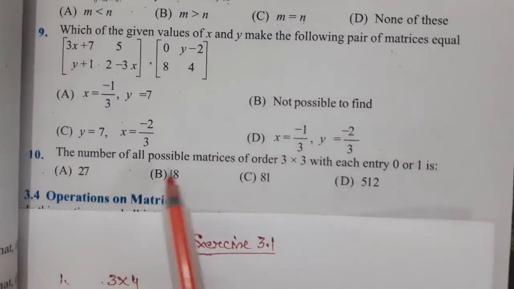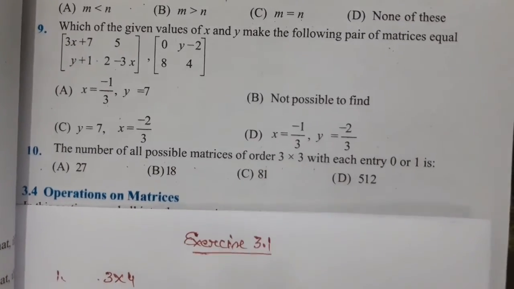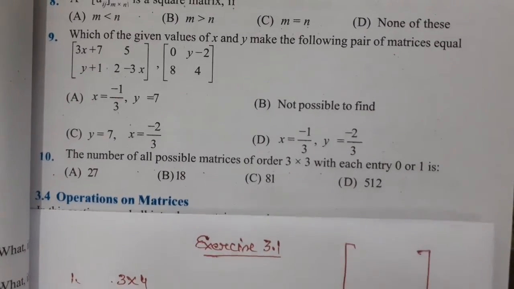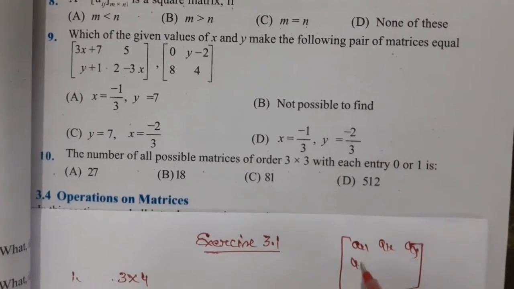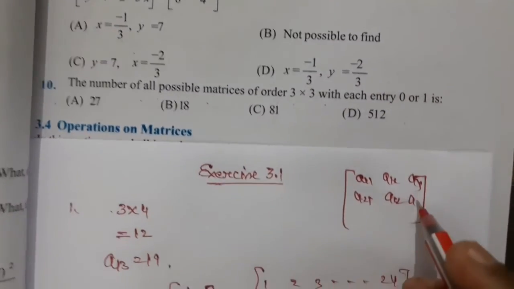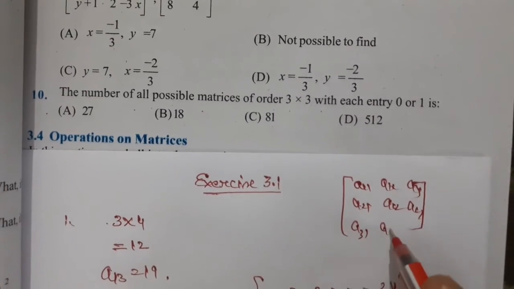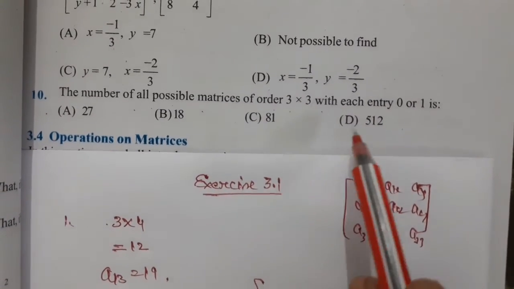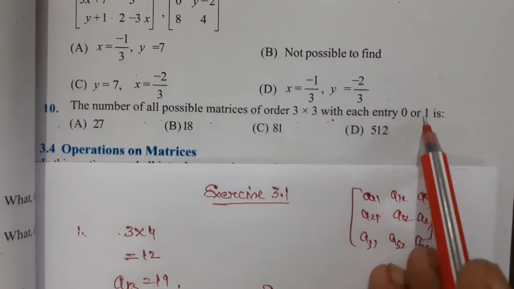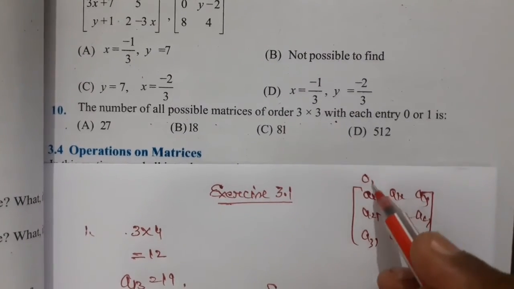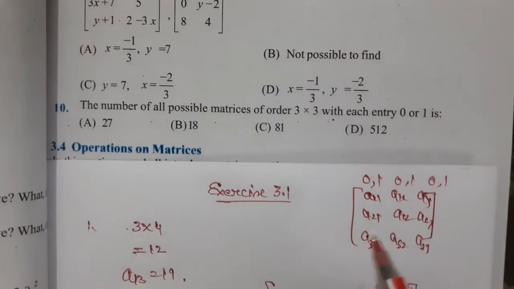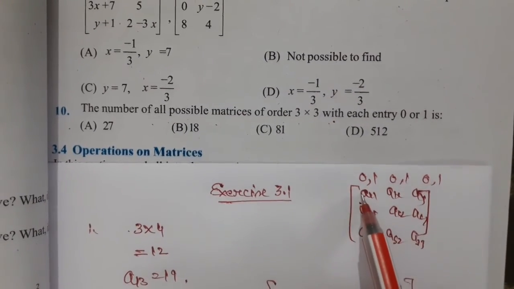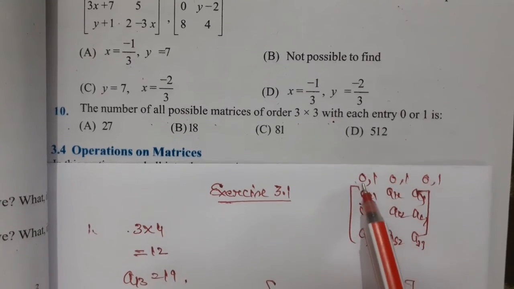Now see question number 10. The number of all possible matrices of order 3 cross 3. You can see a 3 cross 3 matrix is there. Suppose A11, A12, A13, A21, A22, A23, A31, A32, A33. What is the given condition? Each entry should be 0 or 1. Here we can take either 0 or 1, here also 0 or 1, here also 0 or 1.